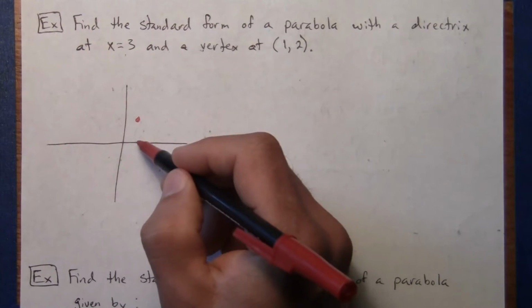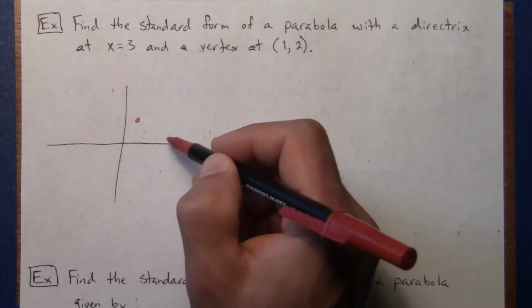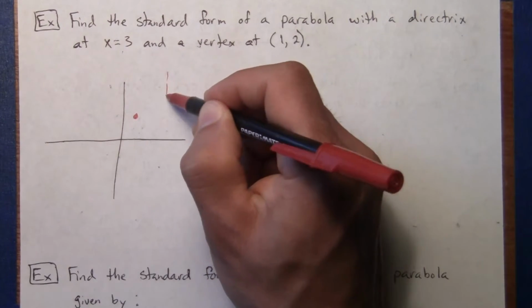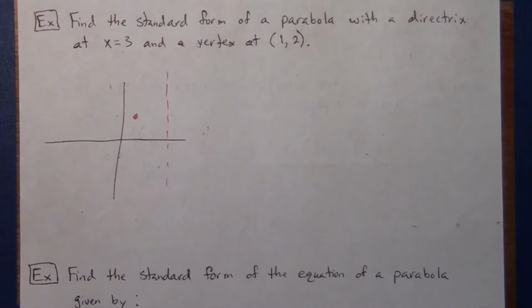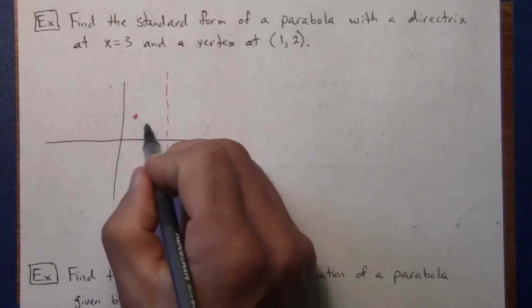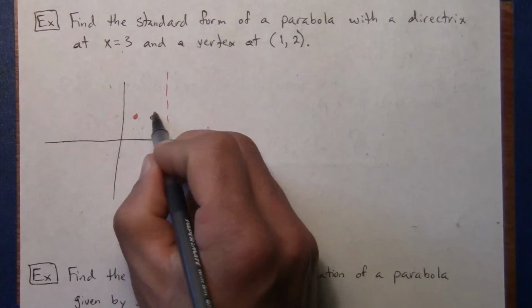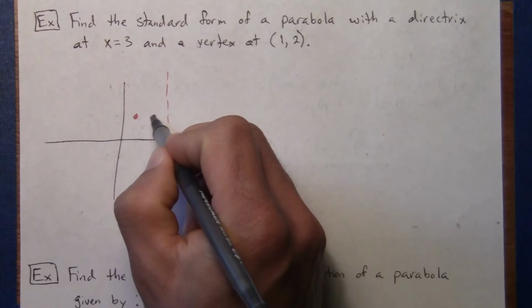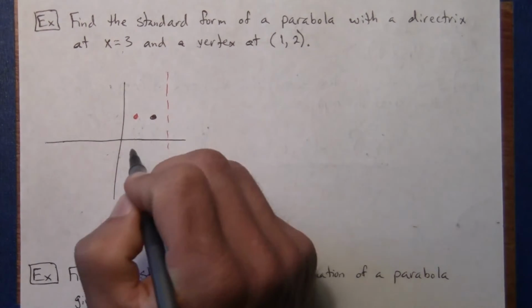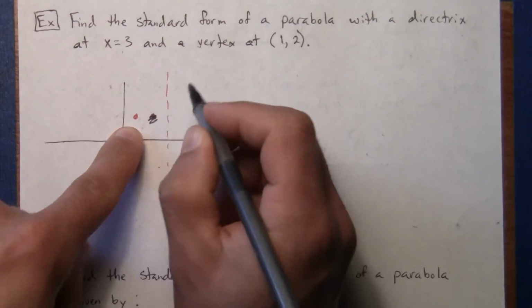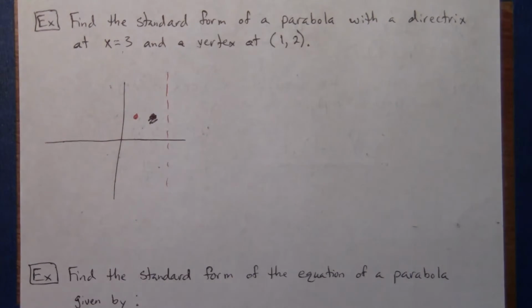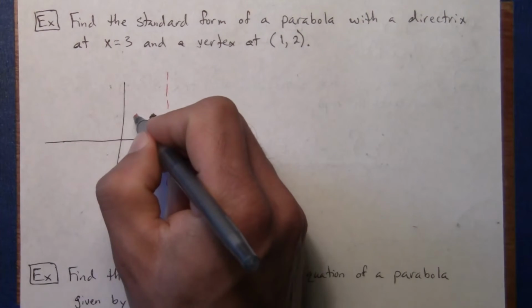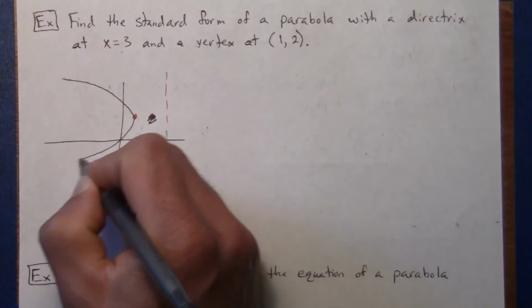The directrix is at x equals 3. If this was 1, 2, 3, excuse me. There's your directrix. And now I know the vertex point has to be somewhere in the middle of those two, and it has to open toward the, hold on a second. Sorry, this is the vertex. Okay, never mind. I know because this is the vertex, my parabola has to open away from the directrix, so it's opening that direction.